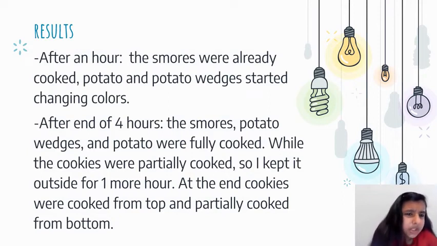Results. I kept the solar oven under the sun for almost 5 hours. After an hour, the s'mores were already cooked and the potato and potato wedges started changing color. After 4 hours, the s'mores, potato wedges, and potato were cooked. While the cookies were partially cooked, I decided to keep them outside for 1 more hour. After 5 hours, the cookies were cooked on the top and partially cooked on the bottom.